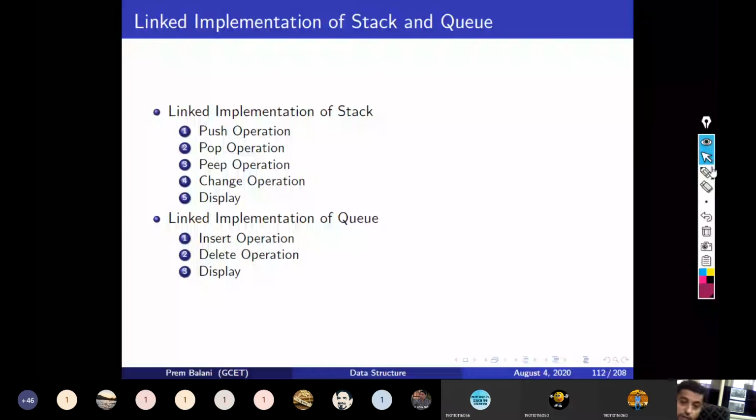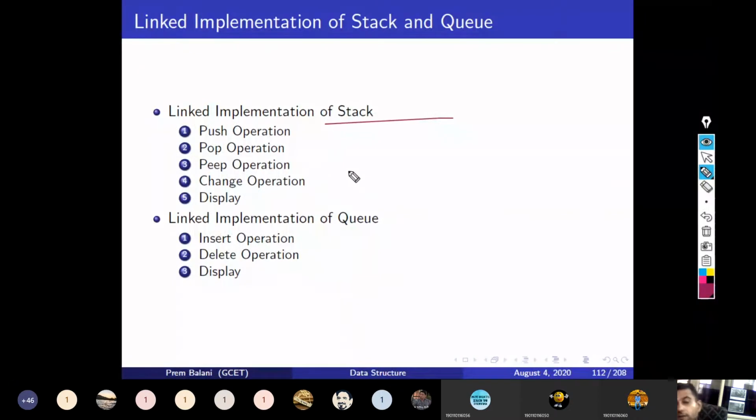So now, the implementation of stack with an array we have already done, and in the lab also we have implemented it. And to implement it with the help of a linked list, we also have done the programs on linked lists. So you have to design these push, pop, peep, change and display operations. And by implementing a queue using a linked list, you have to implement these operations: insert, delete and display, right?